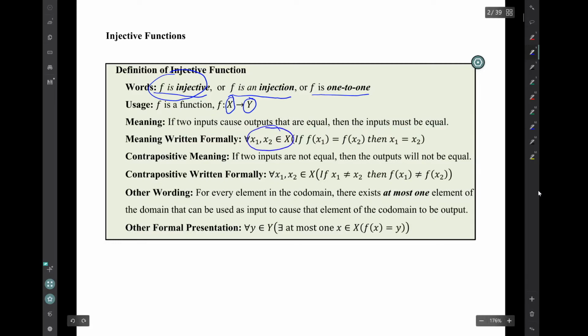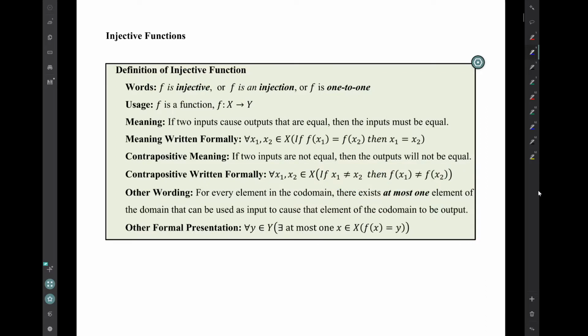For all inputs x1 and x2 in the set capital X, if the outputs f of x1 and f of x2 are the same, then x1 and x2 must have been the same input. Now there's a contrapositive of this statement that says this. If the two inputs are not equal, then the two outputs will not be equal. So for all inputs x1 and x2 in the set capital X, if the two inputs are not equal, then the two outputs will not be equal.